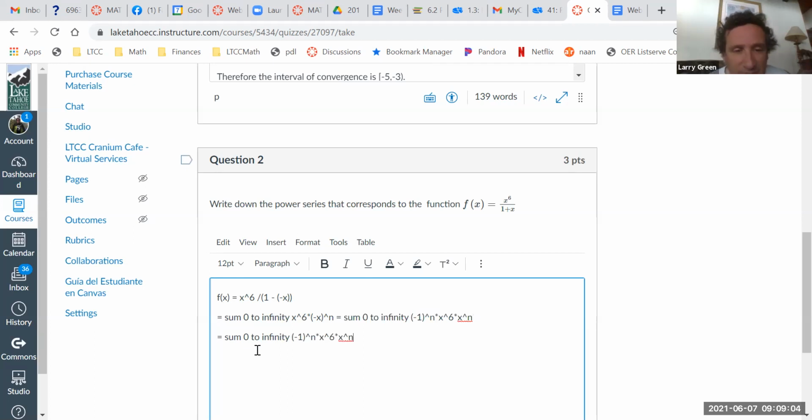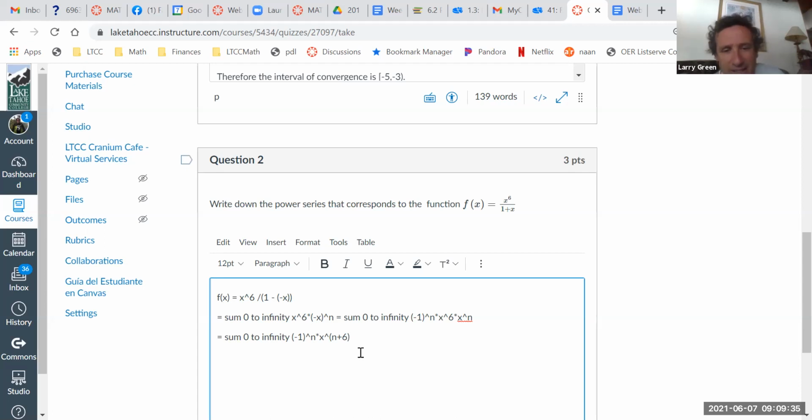So then I'm going to write the summation 0 to infinity, negative 1 to the n. What about x to the 6th times x to the n? How can I write that prettier? Yeah, we can write it as x to the n plus 6. So use the power rule for exponents. So n plus 6. And there's my power series. And that's the best way of writing it.